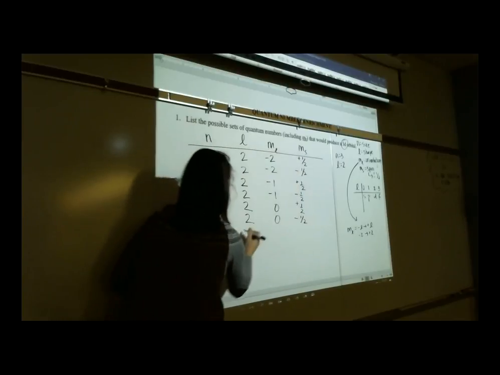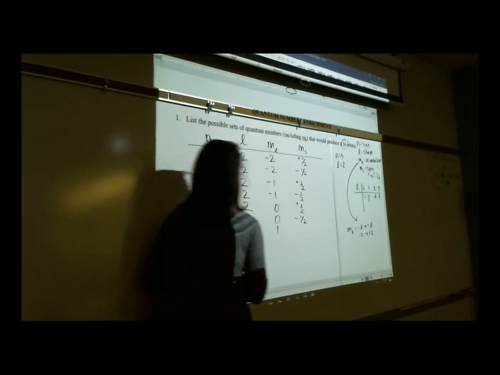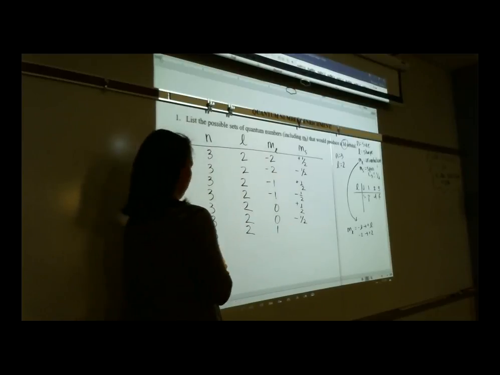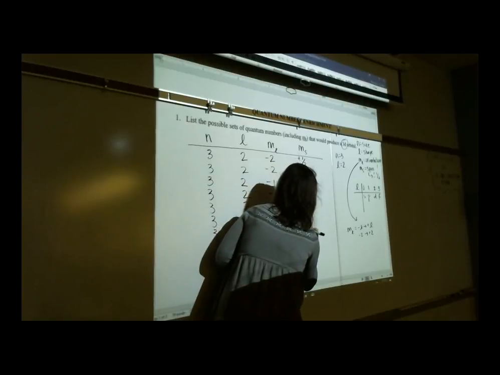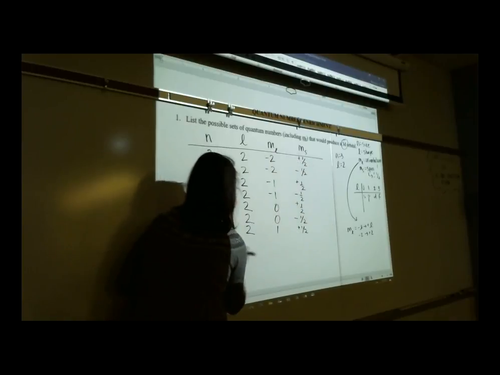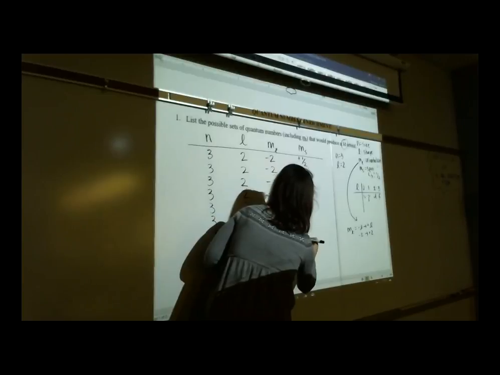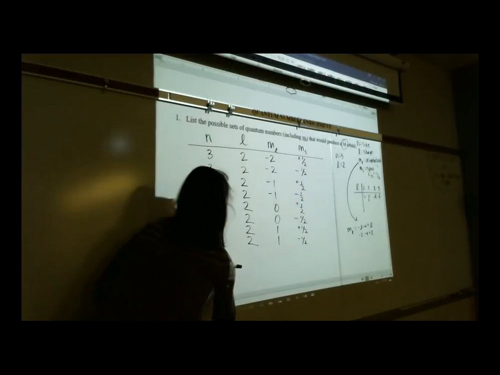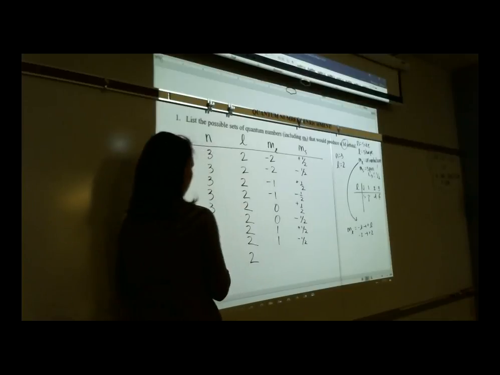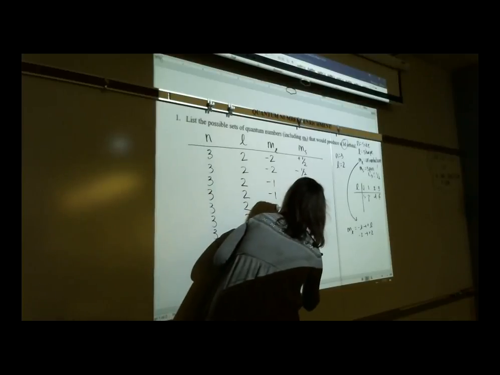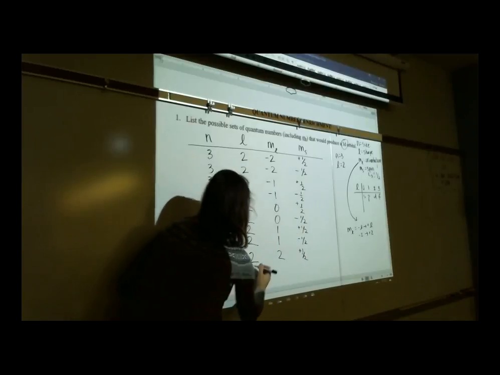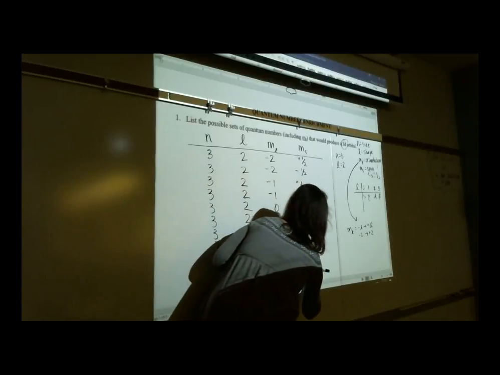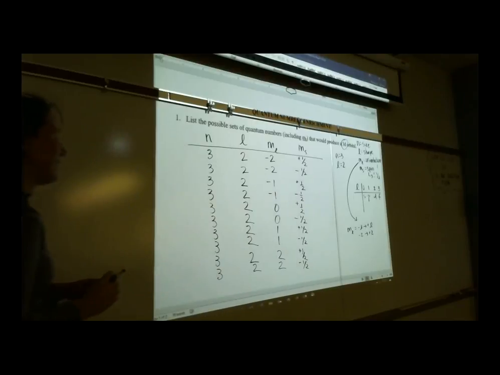What about 3, 2, positive 1? Would that work? Is that valid? Yep, that falls within that range. Positive 1/2. 3, 2, 1, negative 1/2. And then there's one last. Which one would it be? 3, 2, 2, and then positive 1/2. And 3, 2, 2, negative 1/2. All right, so you have 10 sets.